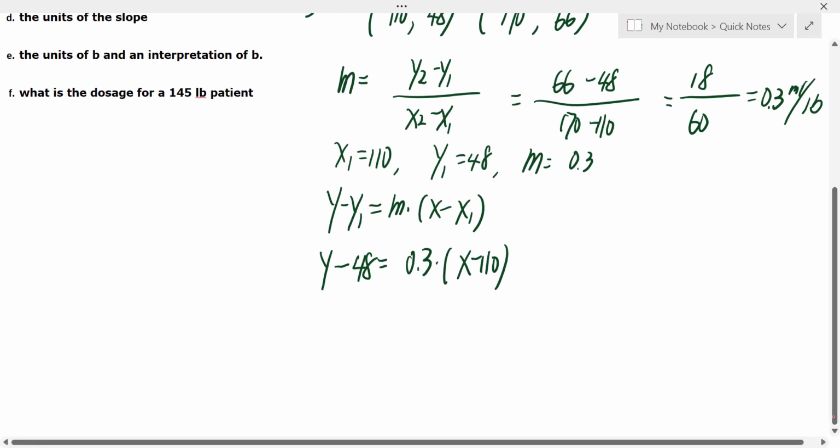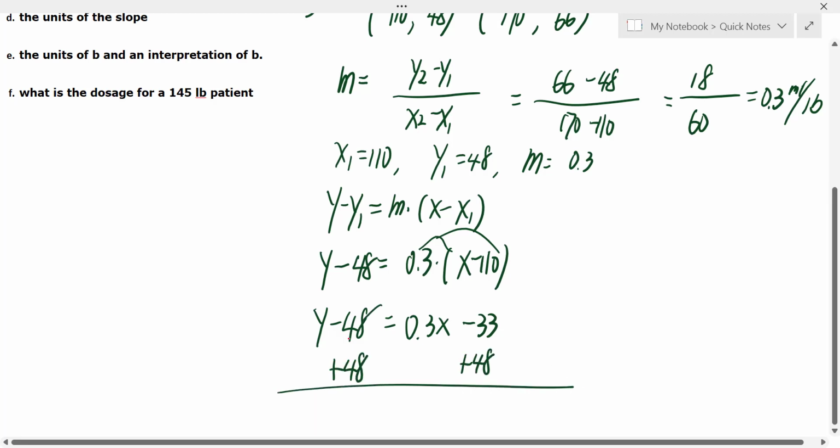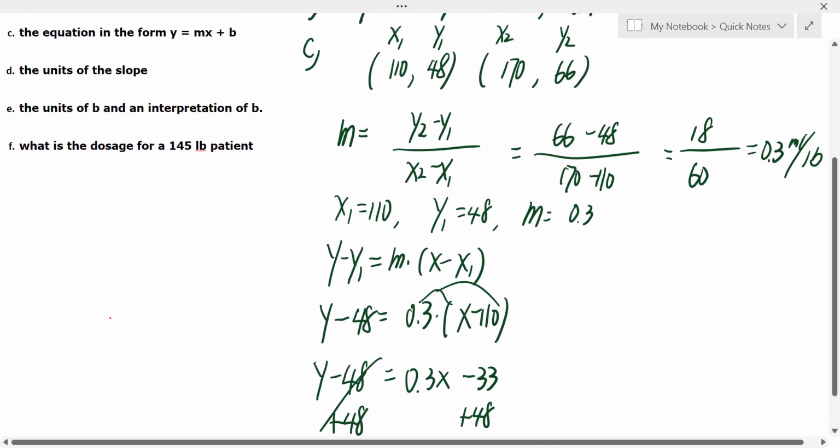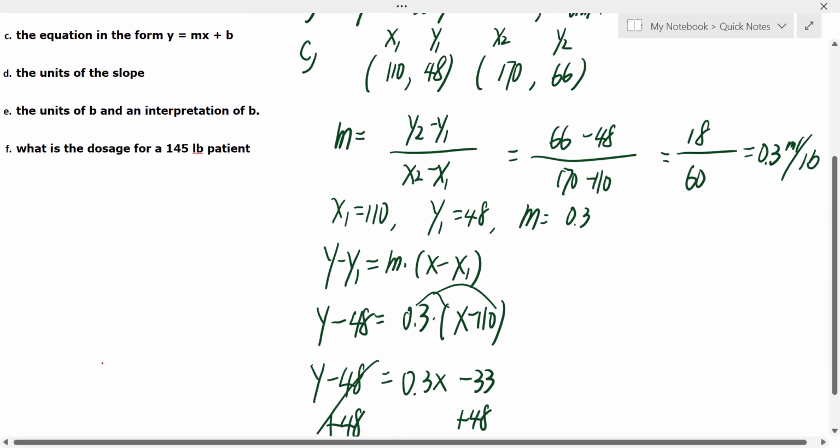And from there, we're going to distribute it to the linear function. Our linear equation 0.3x on the right, distribute it: 0.3 times negative 110 is minus 33. And from there, we're going to add 48 to both sides of the equation. So y equals 0.3x plus 15. So we get an equation in the form y equals mx plus b.